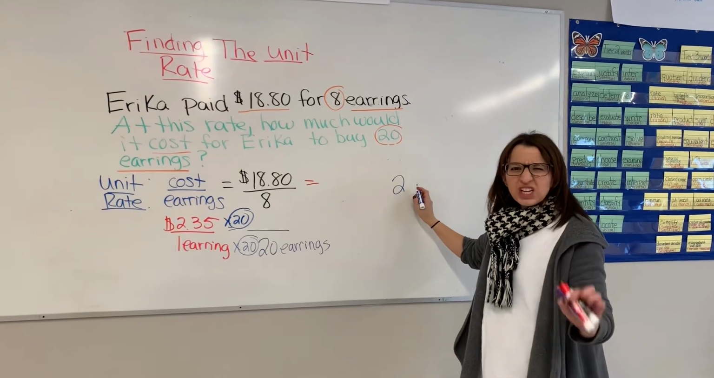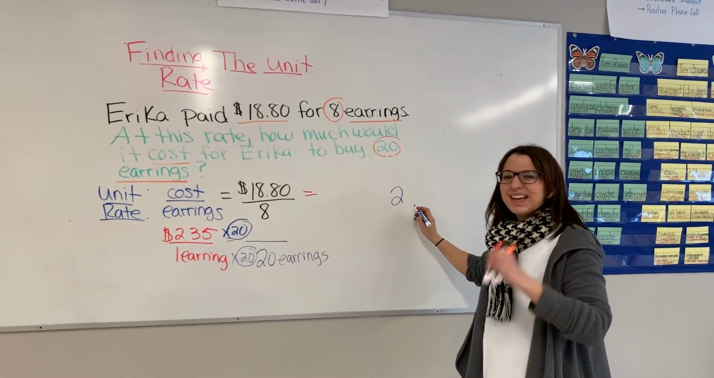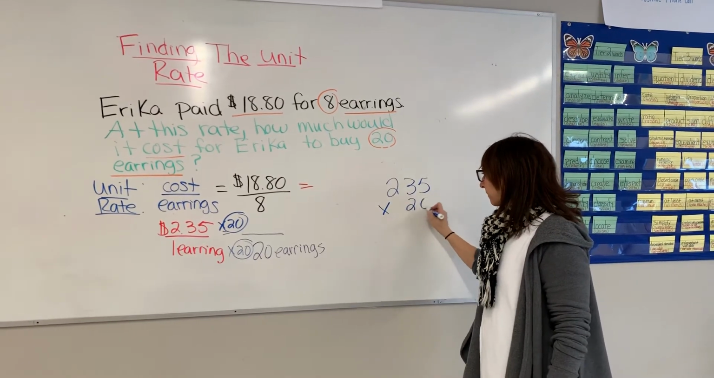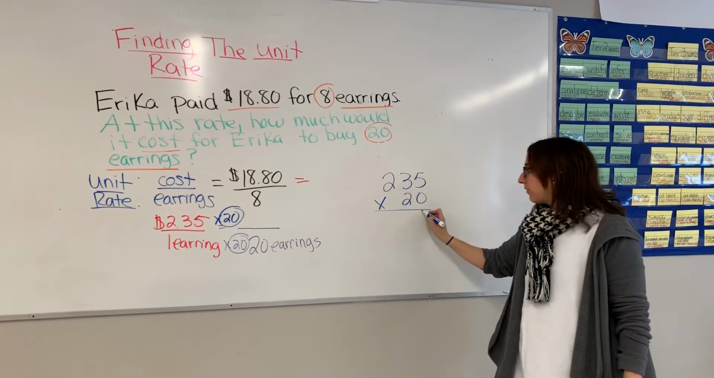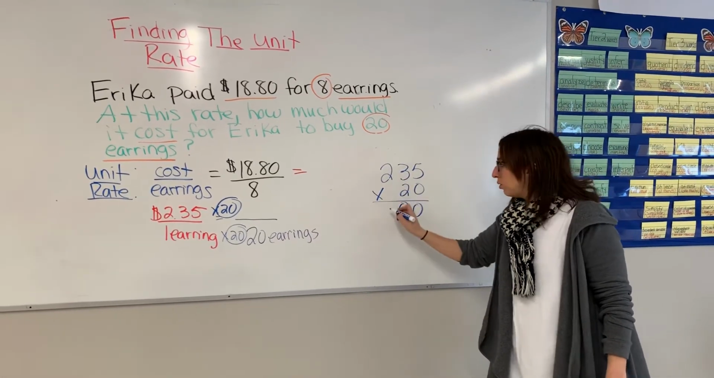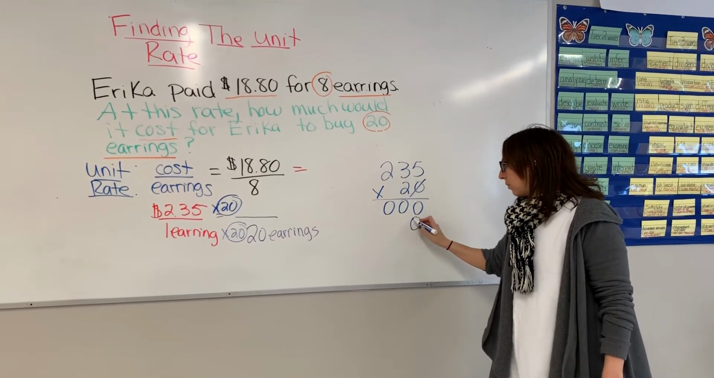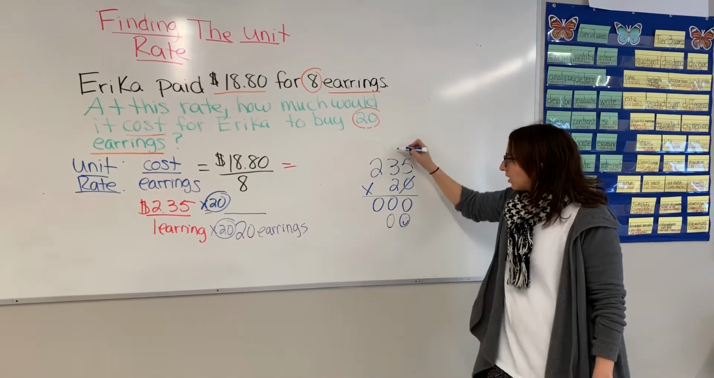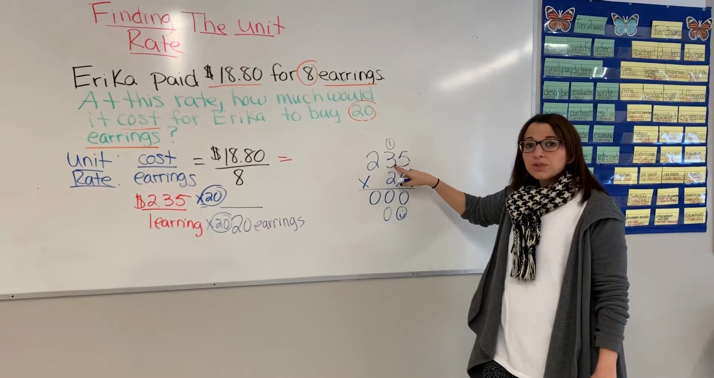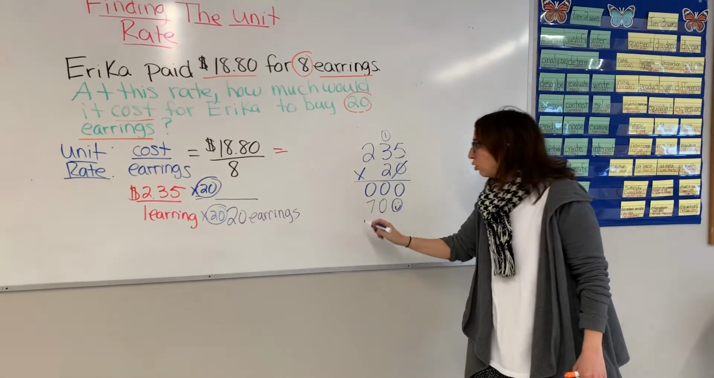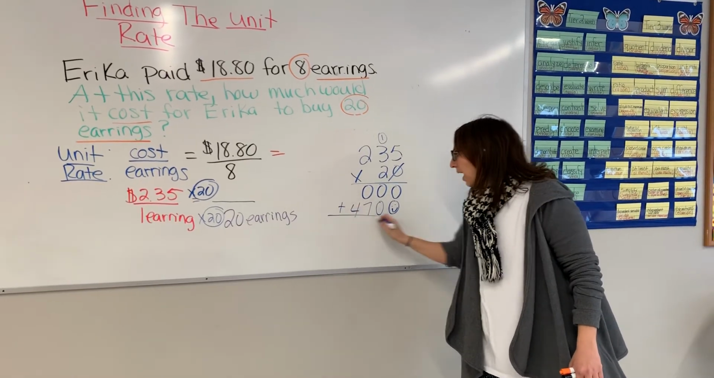I'm not interested in the decimal point right now. I will put it in after. So I'm just gonna write 235 times 20. 0 times 5, 0. 0 times 3, 0. 0 times 2, 0. Cross this out. Put my smiley face to hold my place. 2 times 5, 10. Carry the 1. 2 times 3, 6. Plus 1, 7. 2 times 2, 4. Now I'm going to add it up.